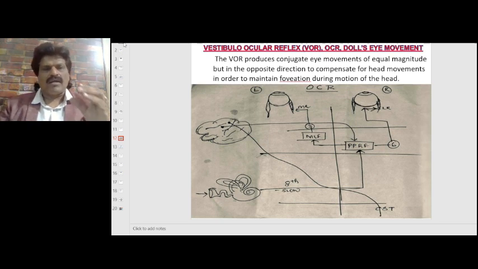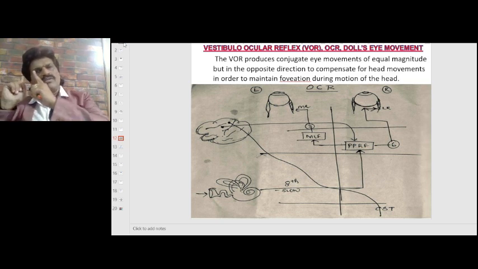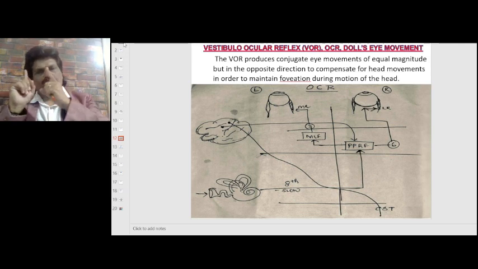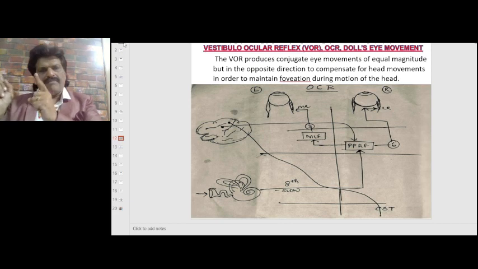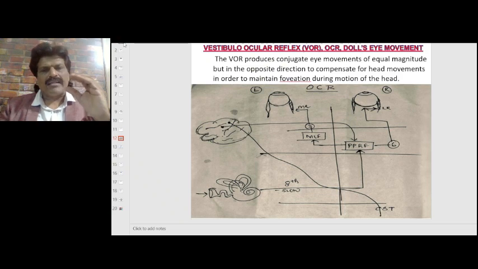So easy to remember: cold opposite, warm same. When you put warm water on the right side, it stimulates the PPRF on the opposite side, so the eyes move to the opposite side, but the left frontal eye fields push the eyes to the same side of the stimulation. So when you put warm water, the nystagmus is to the same side. When you put cold water, the nystagmus is towards the opposite side. COWS. The vestibular ocular reflex produces conjugate movements of equal amplitude but in the opposite direction to compensate for head movements in order to maintain foveation during motion of the head.